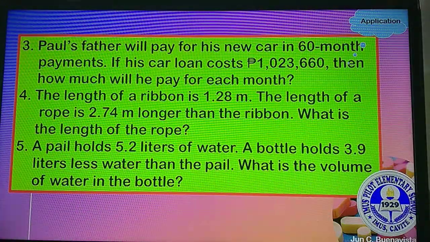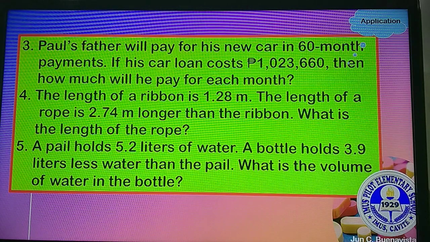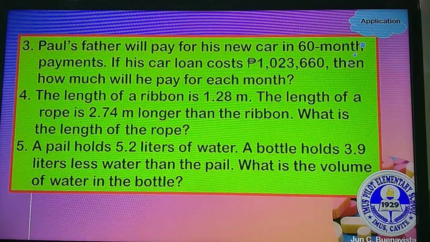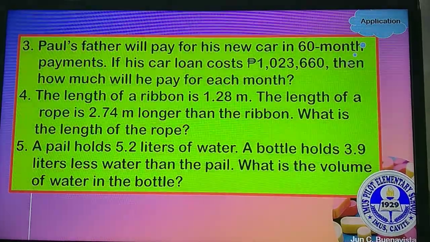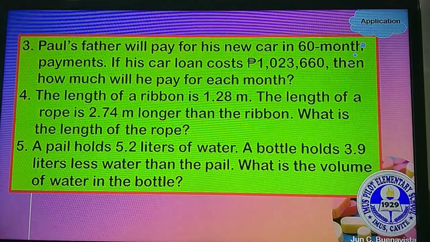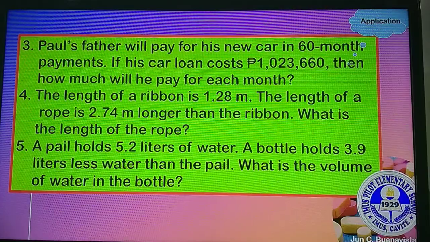Then for number 3, Paul's father will pay for her new car in 60-month payments. If his car loan costs 1,025,660 pesos, then how much will he pay for each month? So take note, 60 months. So what operations are you going to use? It's multiplication or division. Take note, that is again a routine problem. Pag sinabing routine, only one operation to be used.